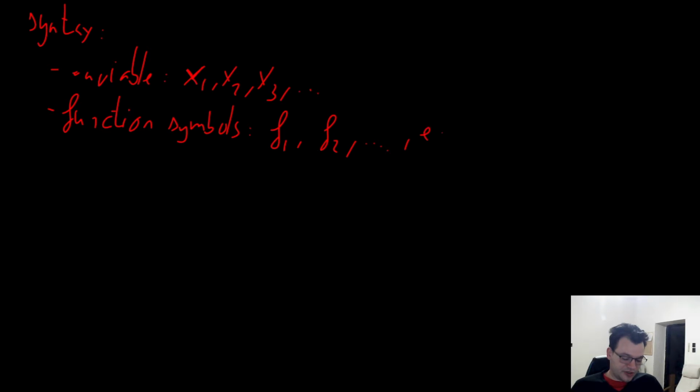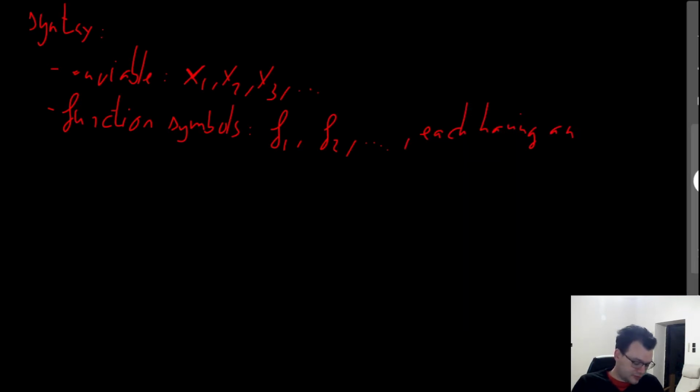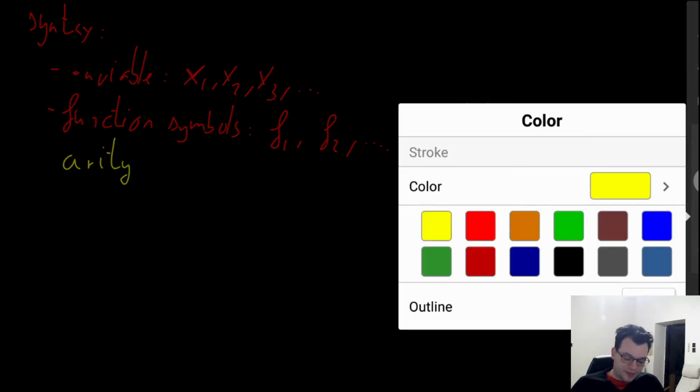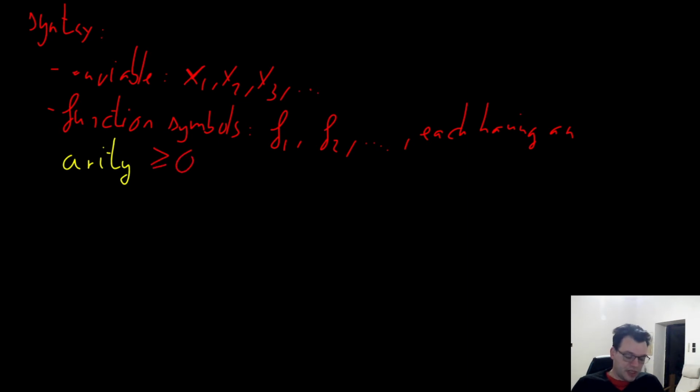So each having a so-called arity, which is just a natural number being at least 0. I will use green for examples. For example, the plus function symbol is a binary operation, and this is how we usually denote this: the function's name, slash, and the number of operands it can take. So it just says that the plus is a binary operator, and this is a function symbol.